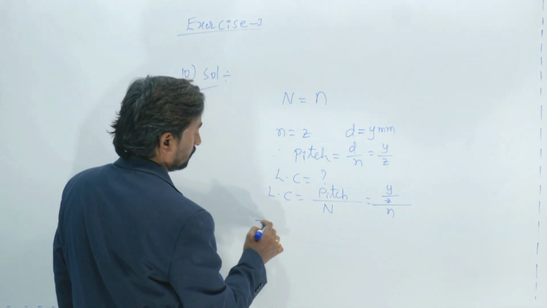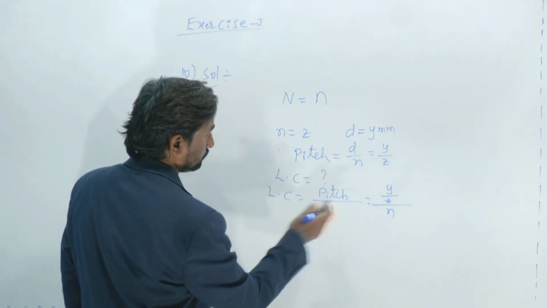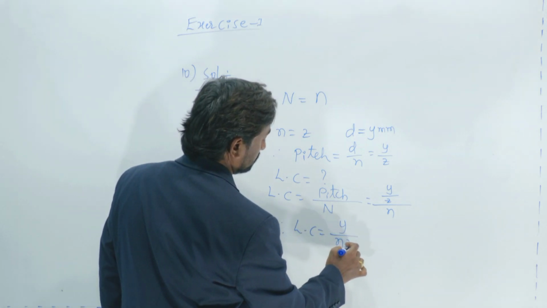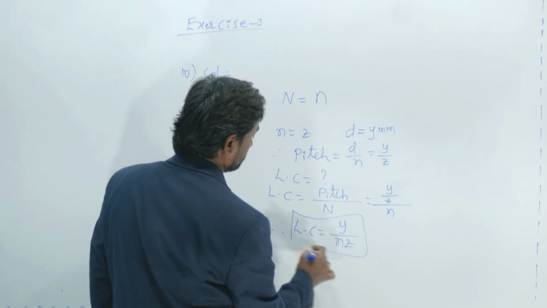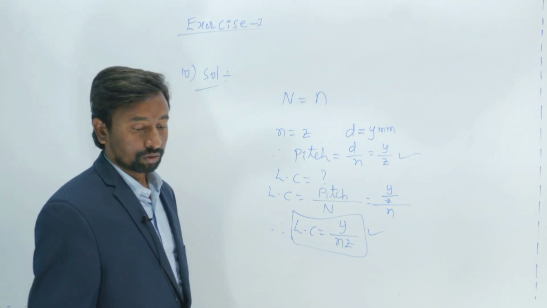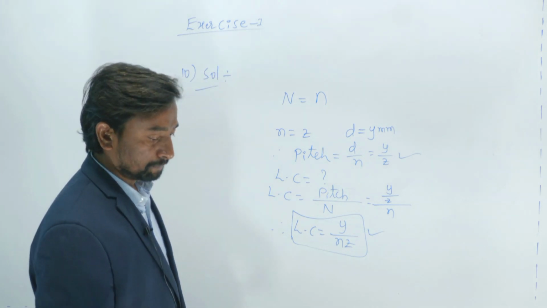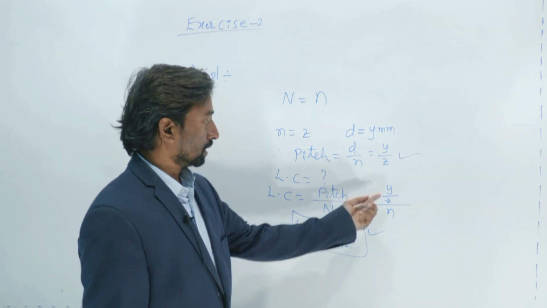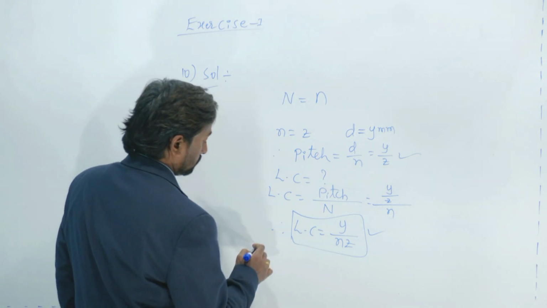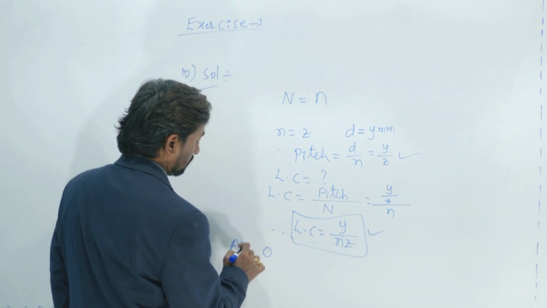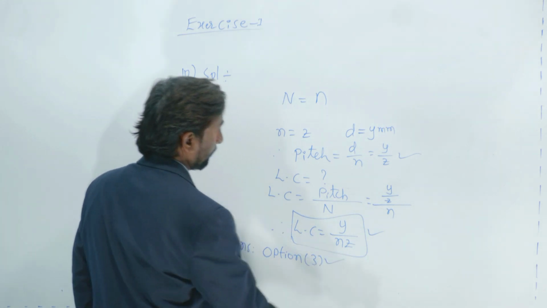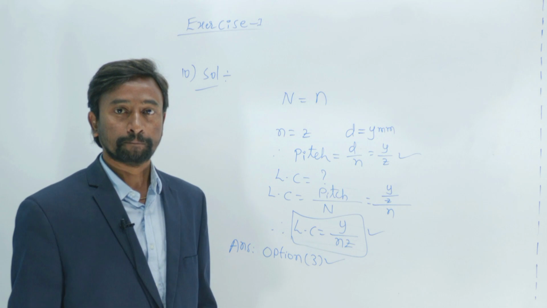Therefore the least count can be written as y divided by n into z. So y by z will be the pitch and y by nz will be the least count. Therefore, the correct answer is option 3. Option 3 is the correct one.